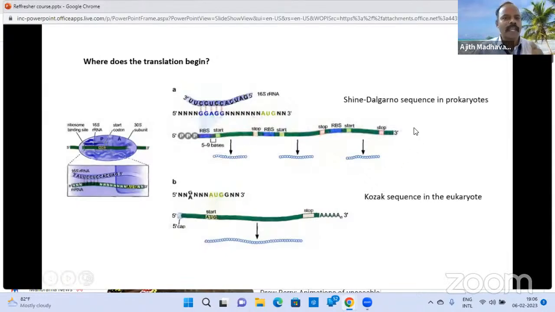This also indicates another piece of information. You can see a ribosome binding site, a start codon, then a stop codon, then a ribosome binding site, a start codon and a stop codon. So you can see multiple pieces of information present in the same RNA molecule. We call them polycistronic. If only one piece of information is present in an mRNA, you call it monocistronic. If information for the production of multiple proteins is present in the same mRNA molecule, it is called polycistronic.